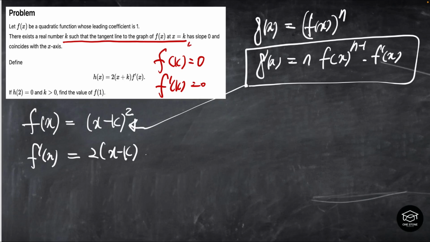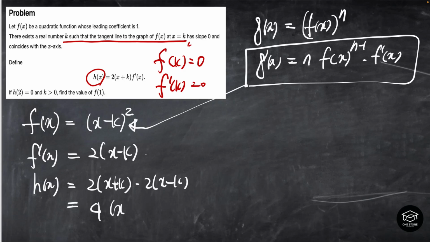Now substitute this into the definition of h. We have h of x equals 2 times the quantity x plus k multiplied by 2 times the quantity x minus k. This simplifies to 4 times the product of the quantity x plus k and the quantity x minus k. In other words, h of x equals 4 times the quantity x squared minus k squared.